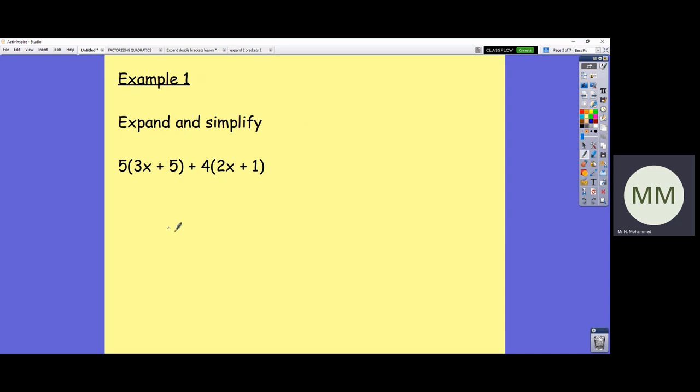So example 1 we've got on the board is expand and simplify the following. So I've got 5 bracket 3x plus 5 plus 4 bracket 2x plus 1, and the nice thing about this question is I've got pluses everywhere. Because of these pluses everywhere, this is going to be pretty straightforward, and most students will be able to do this without any hint or without any help and get it correct.